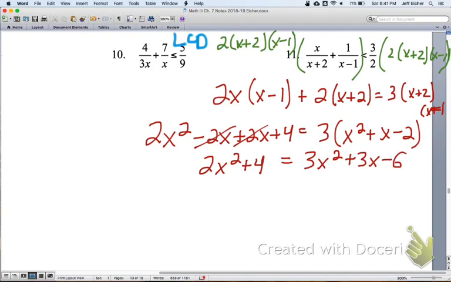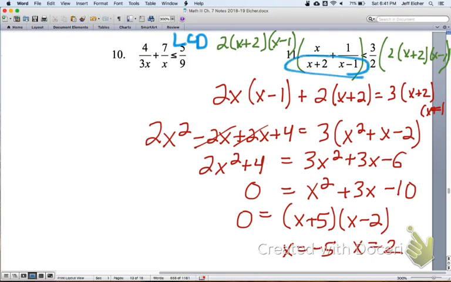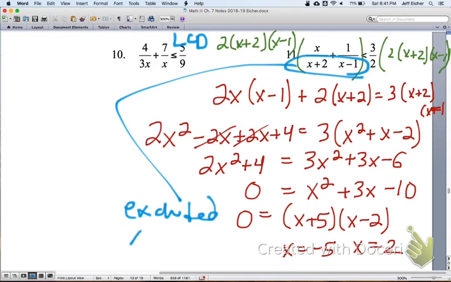Well, let's take everything to the right side of the equation. Subtract 2x squared from both sides, you get an x squared plus 3x, no like term. Minus 4, you get a 10. And we subtracted everything from the left, so it's a 0. So we get 0 equals x plus 5 times x minus 2. So two possible answers, x is negative 5, x is 2. Along with the excluded values, we're going to have two excluded values. We have x equaling negative 2 and x equaling 1.